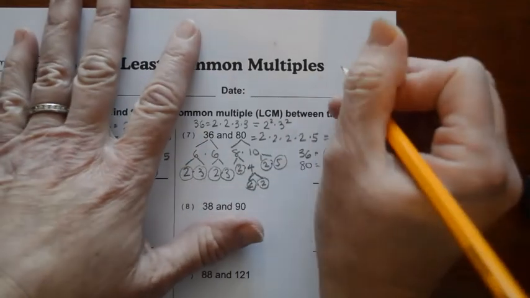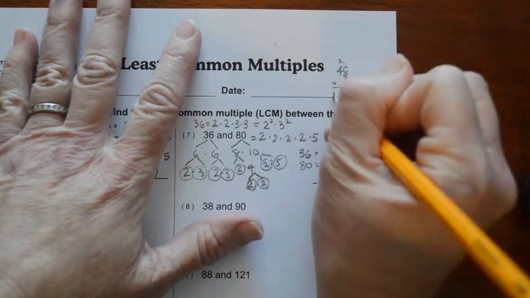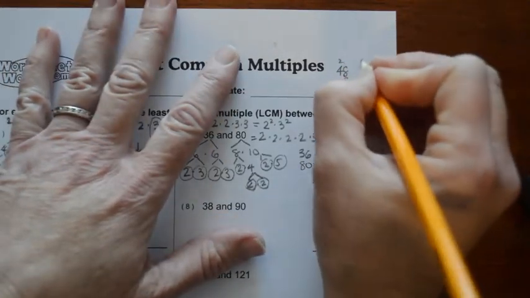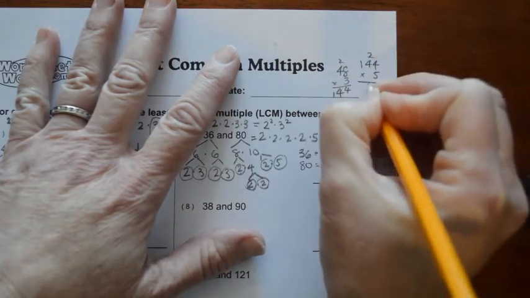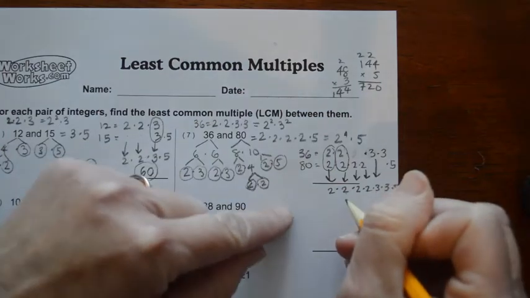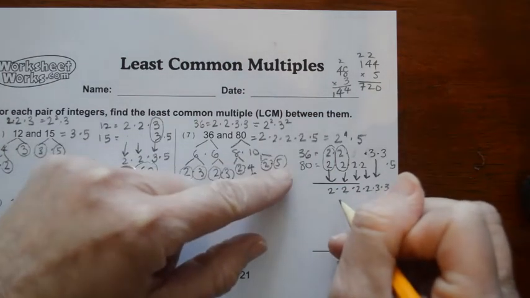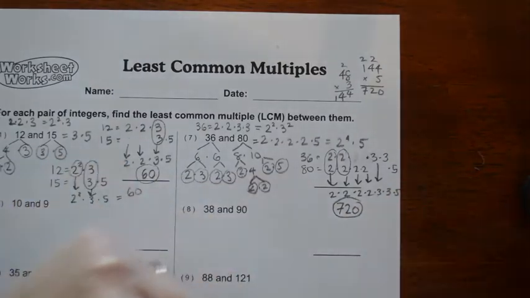48 times 3, I don't know. That's 4 carry the 2. I should have known that. That was 144. And then 144 times 5. 0 carry the 2. 2 carry the 2. That's 7. So the least common denominator, least common multiple between 36 and 80 is 720. Dang, I wouldn't have guessed it was that big.